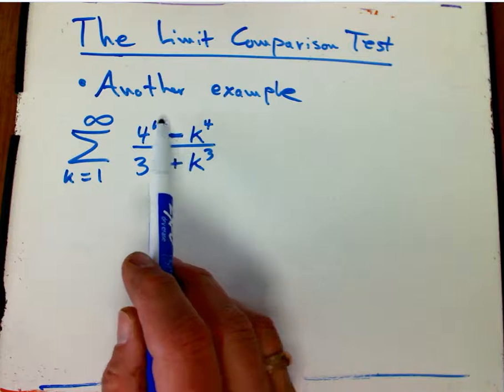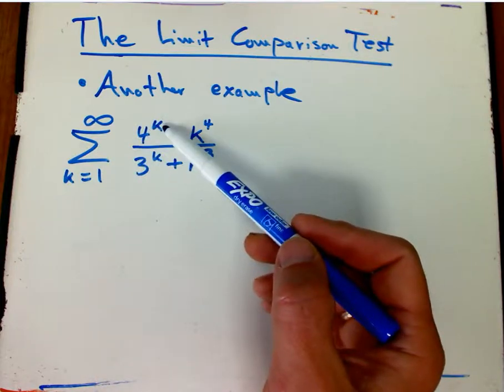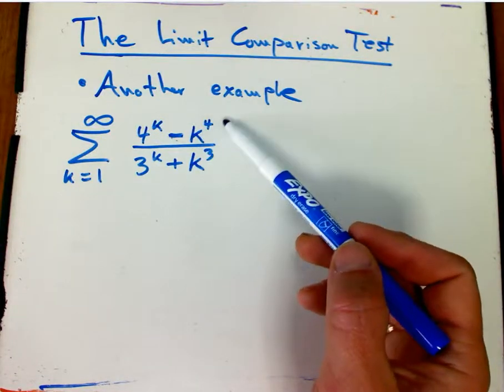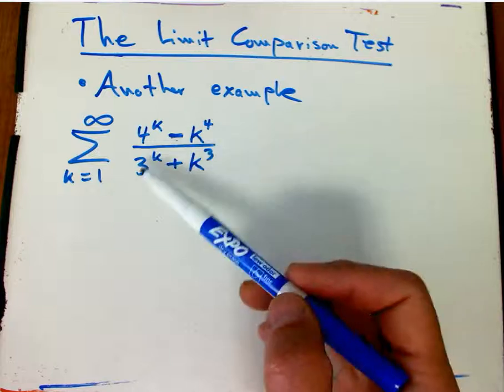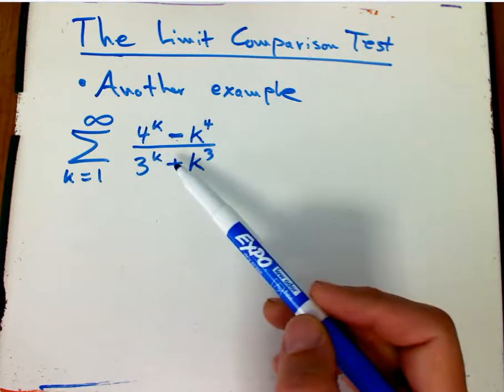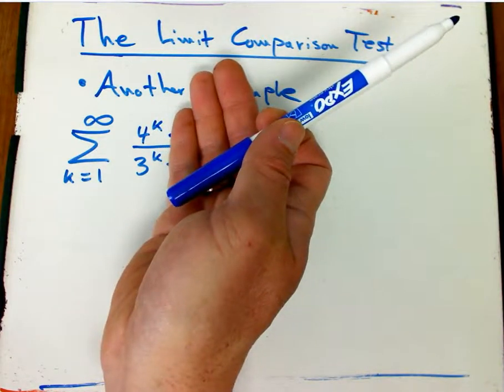It's important to note that when k is large, 4 to the k, where the large number is in the exponent, is going to be a lot bigger than k to the fourth. Similarly, 3 to the k is going to be a lot bigger than k cubed. Exponents always dominate when they get big. So it's more or less like 4 to the k over 3 to the k.